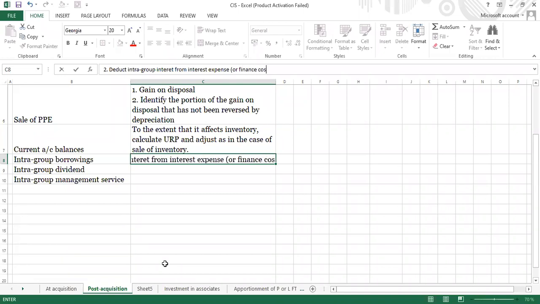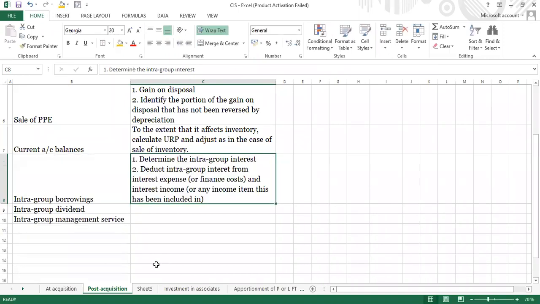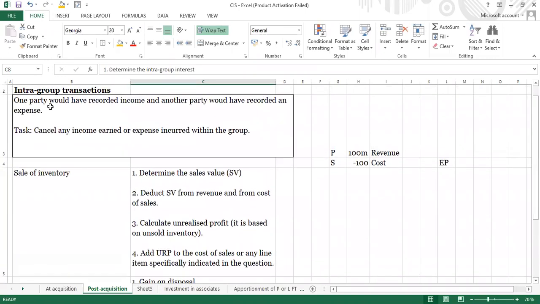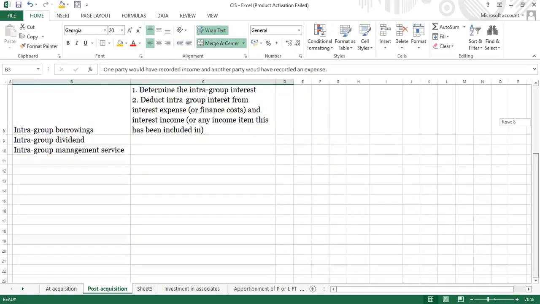Another name for interest expense is finance cost, and interest income, or any income item this has been included in. So it still follows the same principle. Identify where the income was treated, remove it from the income, remove it from the expense, which aligns with the overall principle we have up here. One party has recorded an income, another party has recorded an expense. Cancel the income, cancel the expense. Pretty straightforward.